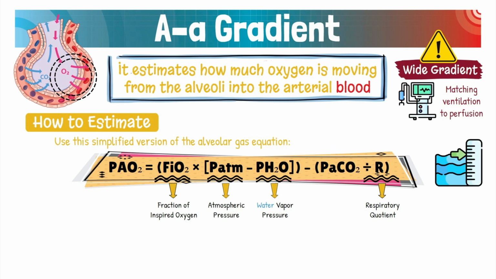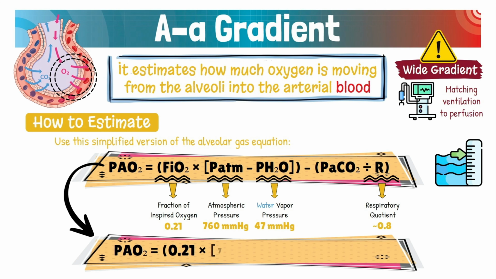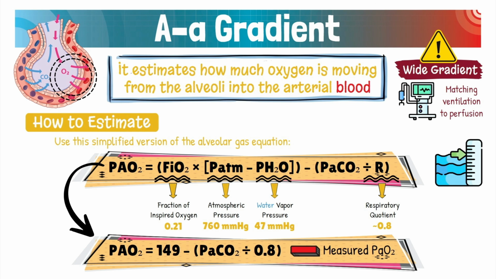At sea level, the standard values are as follows. The FiO₂ on room air is 0.21, atmospheric pressure is 760 millimeters of mercury, water vapor pressure is 47, and the respiratory quotient is about 0.8. Substituting these numbers simplifies the equation to alveolar oxygen pressure equals 149 minus the carbon dioxide divided by 0.8. Once the alveolar oxygen pressure is calculated, subtract the measured PaO₂ to get the AA gradient.